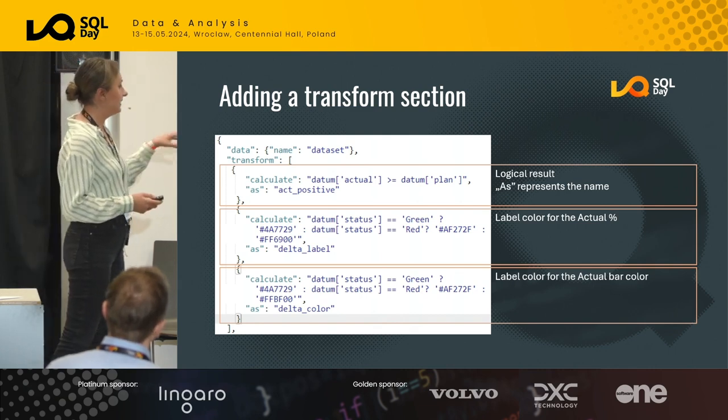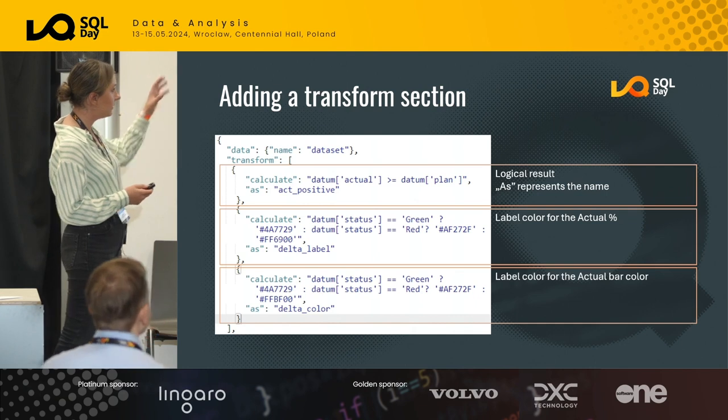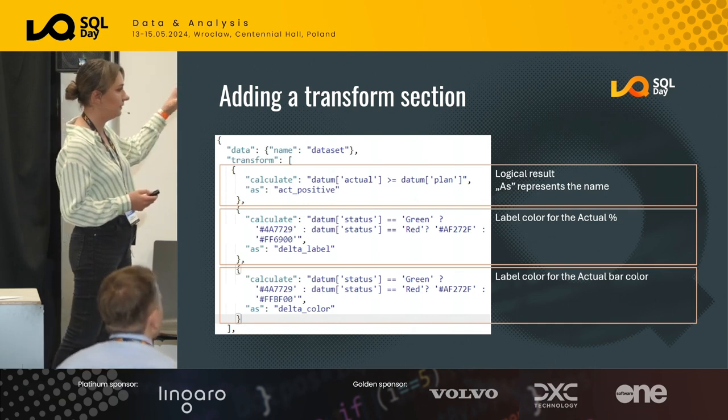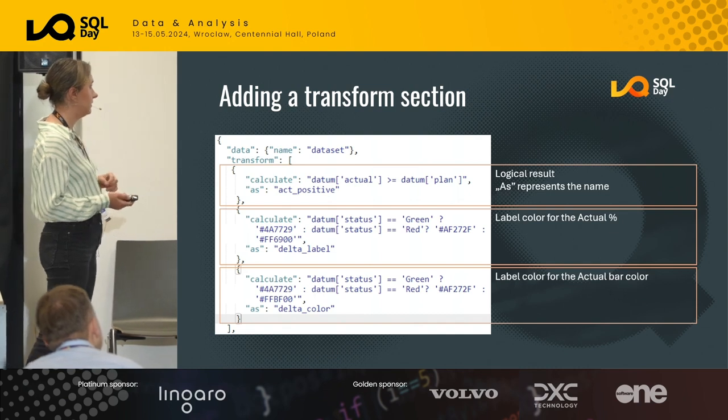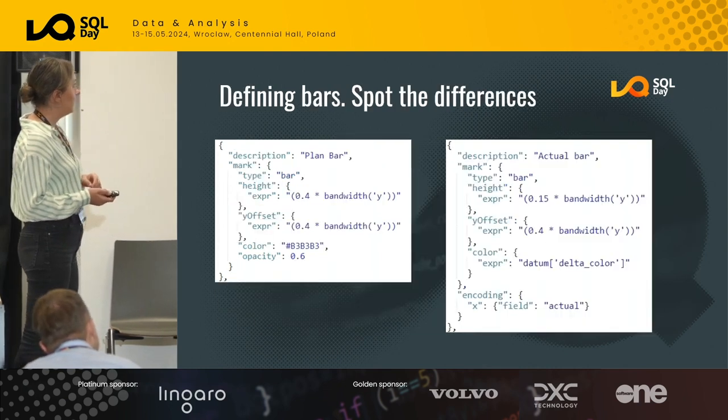So, okay, going back to this example. We have this transform section. Let's say we have 3 variables that contain some result, and we can reuse them throughout the code.